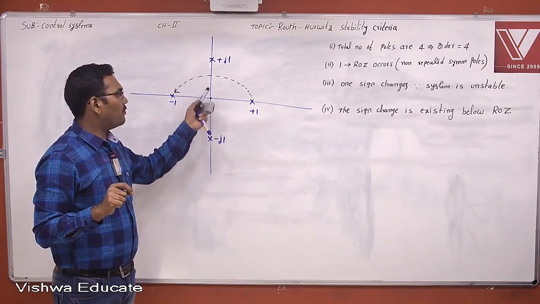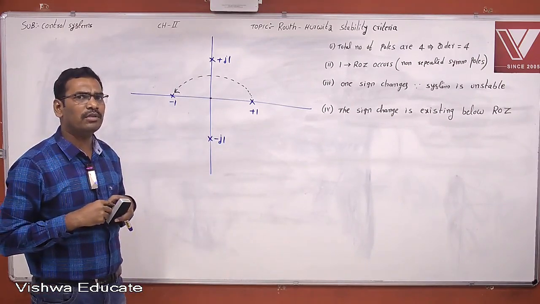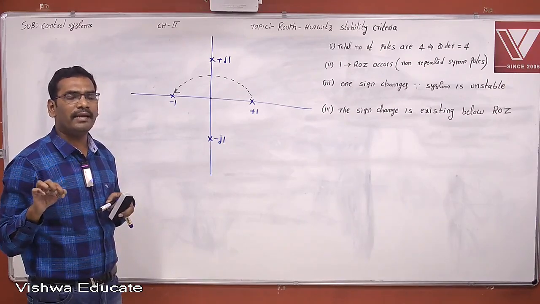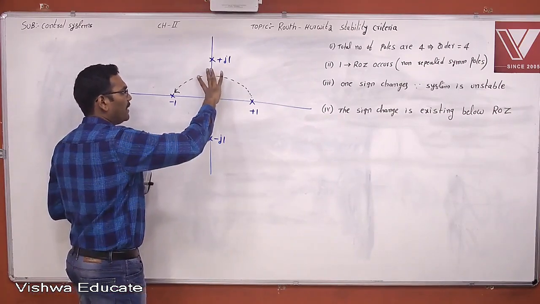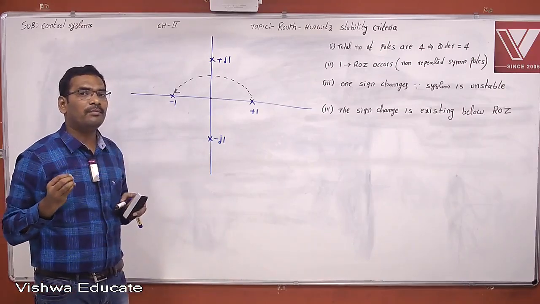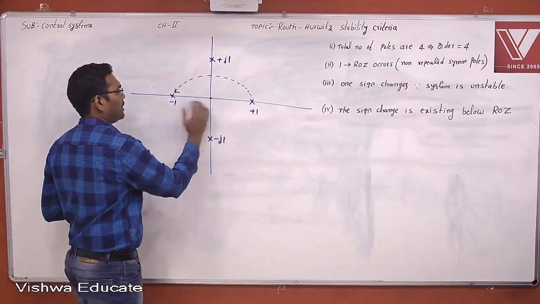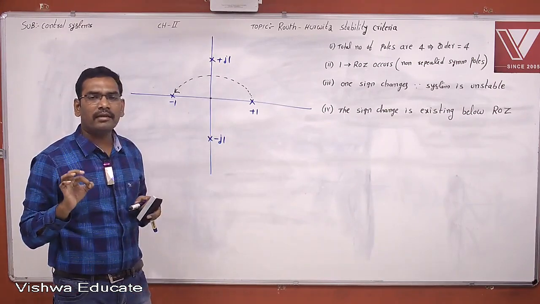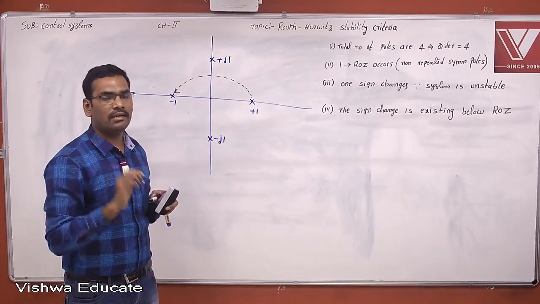The number of symmetrical poles with respect to origin. How many symmetrical poles with respect to origin? With respect to origin, this is one symmetrical pole and this is another symmetrical pole. So the number of symmetrical poles is two. Am I not? -1, +1, and +j1, -j1. So the number of symmetrical poles will give the power of the auxiliary equation.